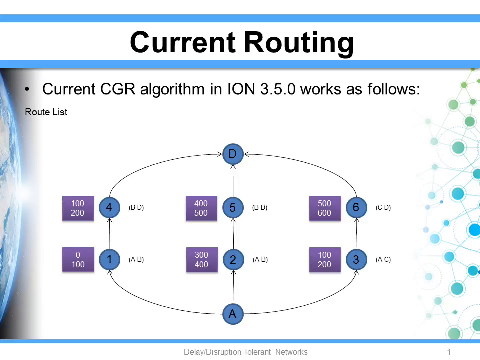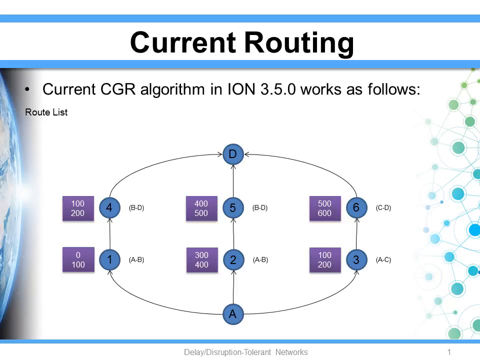So, current routing in ION works as follows. It assumes a contact graph structure of the network topology, where the different nodes are actually the contacts of the topology, and each contact has a start time and an end time, and also happens between a source node and a destination node. And given this structure, the contact graph is formed given the origin, which is in this case node A, and the destination, which is node D, and all the contacts that can lead from node A to node D in the topology.